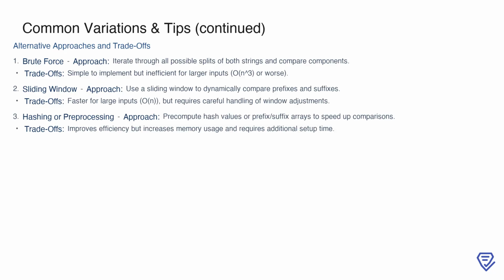On the other hand, a sliding window approach dynamically compares prefixes and suffixes, offering a much faster solution with a time complexity of O(n). However, this method requires careful handling of window adjustments to ensure correctness.